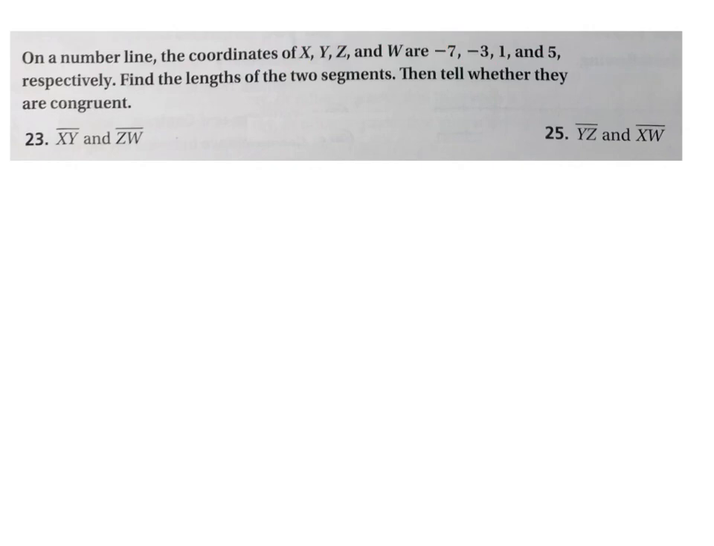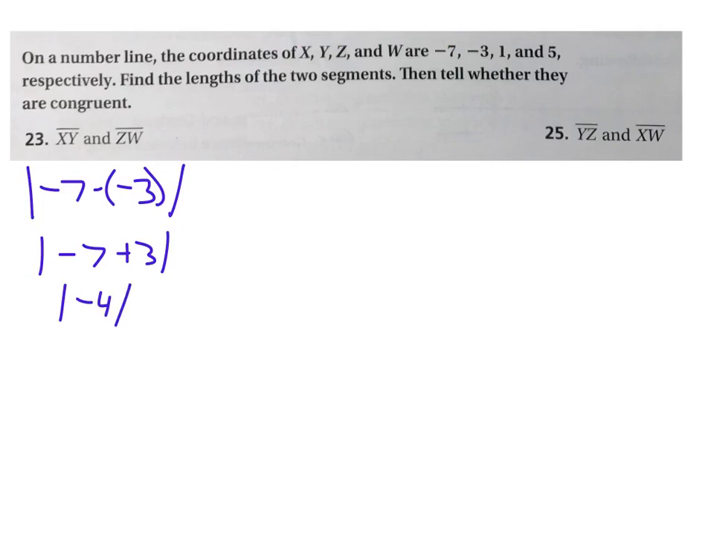Okay? So if we want to know the length of xy, we would say, what's the coordinate of x? Coordinate of x is -7. What is the coordinate of y? It's -3. And remember, we need to subtract the coordinates and then take their absolute value. So we've got the absolute value of, that's the same as -7 plus +3, or the absolute value of -4, or 4. For xy, the measure of segment xy is 4.